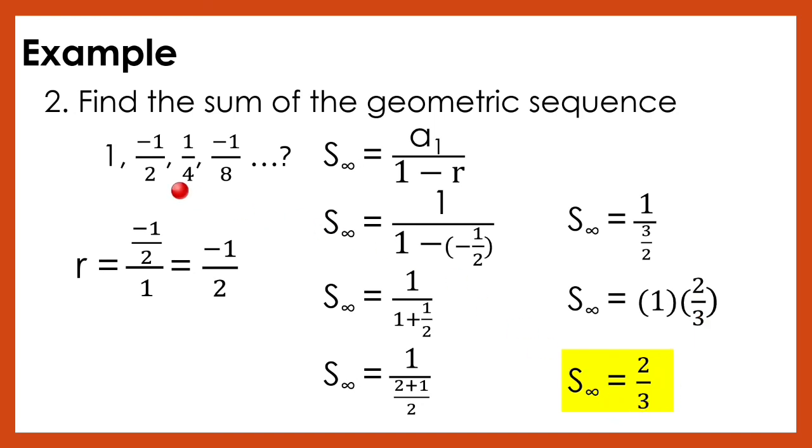Therefore, the sum of the geometric sequence 1, negative 1 half, 1 fourth, negative 1 eighth, and so on is equal to 2/3. Okay, that's the end of our tutorial.